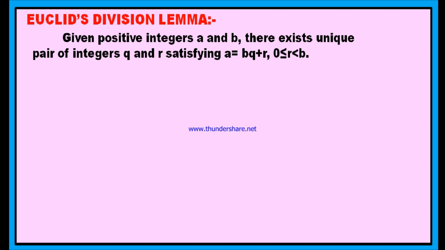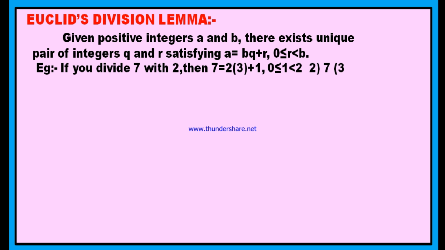I shall repeat. Given positive integers a and b, then there exists a unique pair of integers q and r satisfying a is equal to bq plus r, where r is greater than or equal to 0 but less than b. Now let us try to understand this division lemma with a simple example. For example, if we divide 7 with 2, then you can write 7 as 2 times 3 plus 1, isn't it?